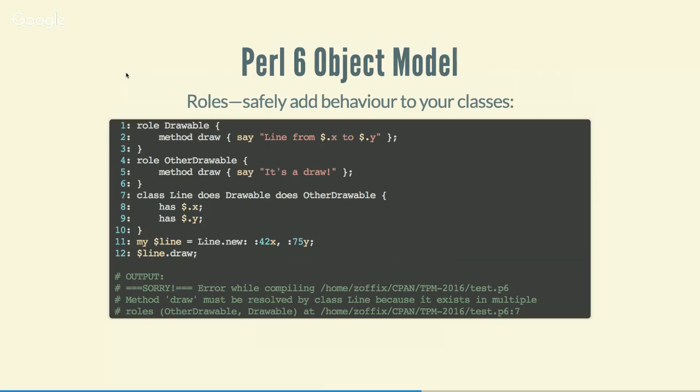And here's an example of where roles differ from classes. We have a second role that also provides method draw, and we compose both of them into our class. If they were classes, you would get one of those methods, depending on how it gets resolved. But with roles, you get a compile time error saying you can't compose those because they conflict with each other. This way you can detect if there's some kind of conflict when you try to compose multiple roles.